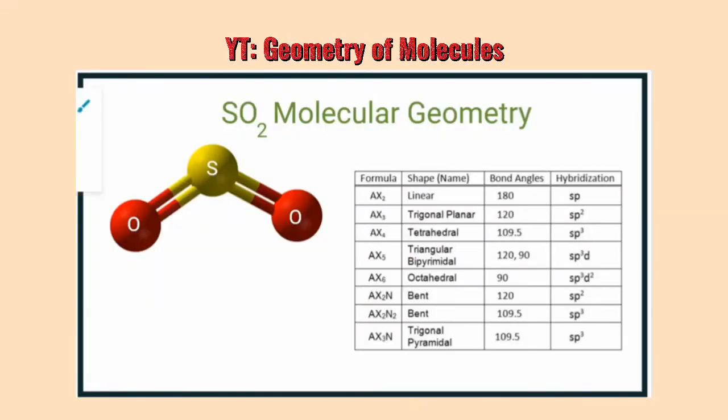We are on the right track. So A stands for the central atom, X is the number of atoms that are forming bonds with the central atom, and N is the number of lone pairs of electrons on the central atom.